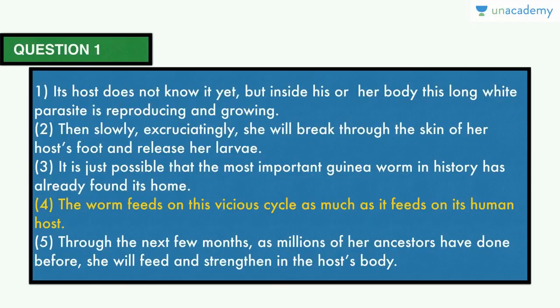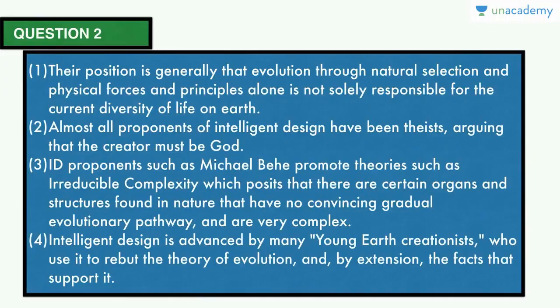Clearly. Let's move on. Their position is generally that evolution through natural selection and physical forces and principles alone is not solely responsible for the current diversity of life on Earth. What else is? Almost all proponents of intelligent design have been theists, arguing that the creator must be God. Theist means believer of God. Okay, fine. ID proponents, ID is what? Intelligent design. Okay, intelligent design is ID.